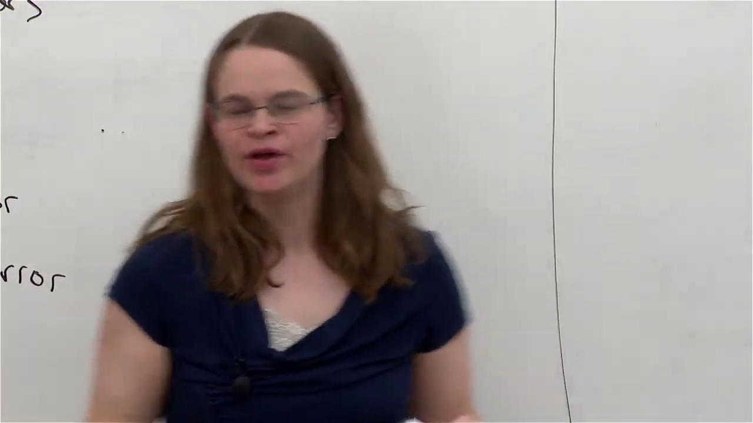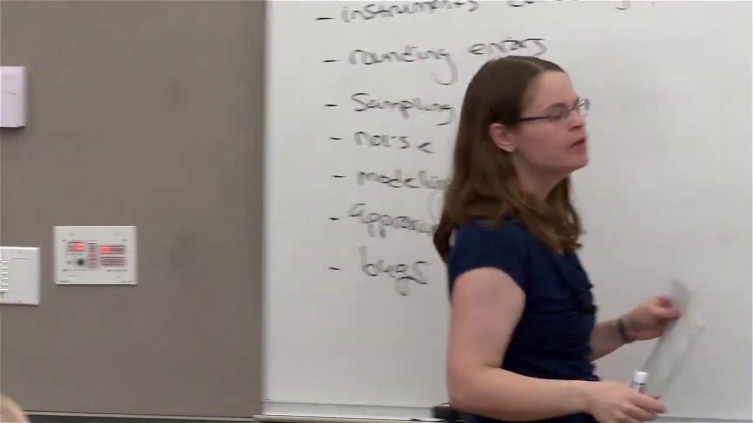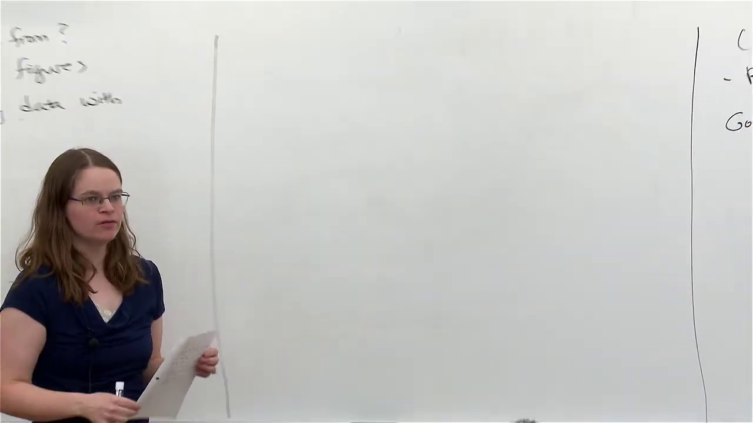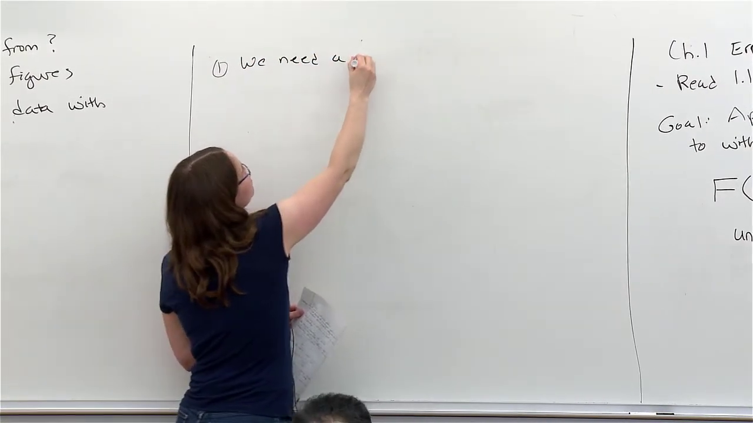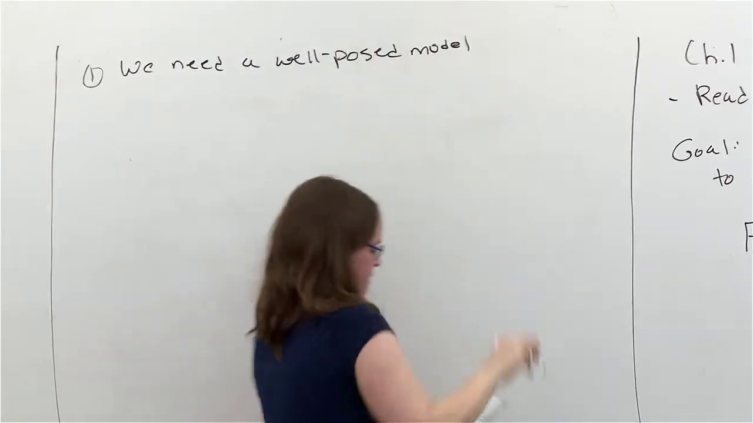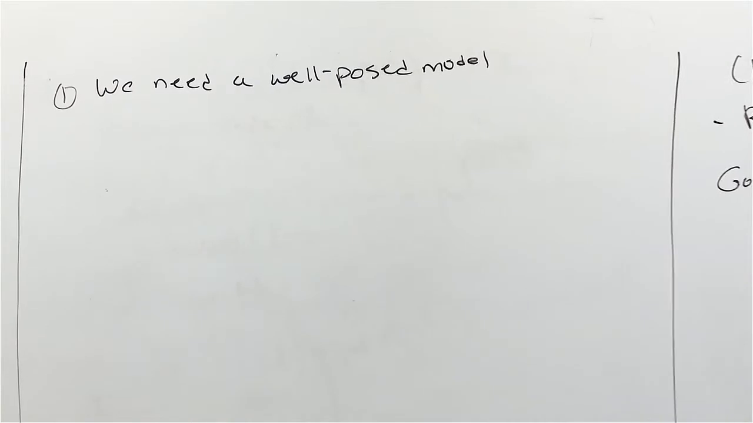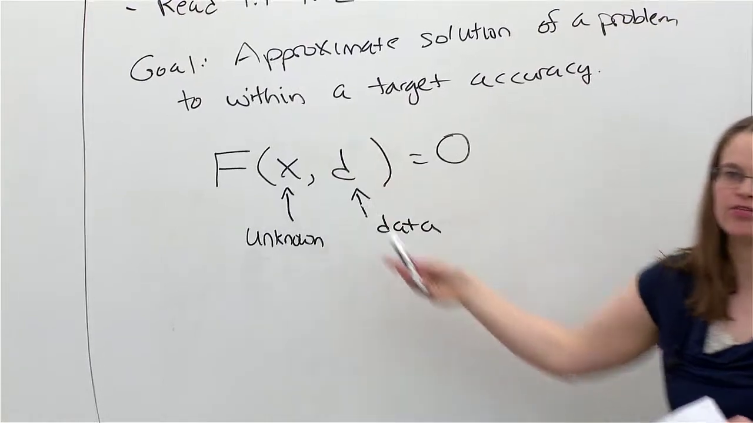Okay, so we mentioned, I think, modeling error came up on here. So as part of modeling, there are obviously lots of issues. You might be ignoring friction or something like that, and there's also the issue that we come up with a model at the end of the day. It better be a well-posed model. So you've come up with some model for whatever problem you're trying to solve. Abstractly, it looks like this. We want to solve for x.